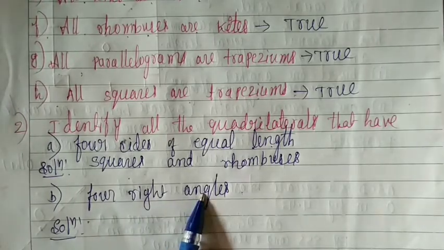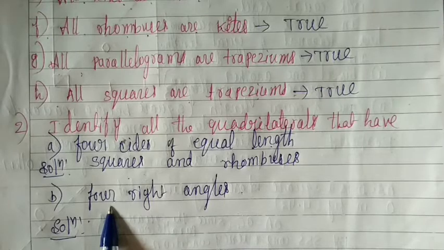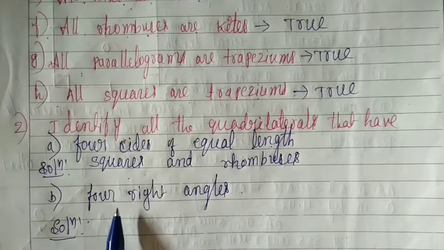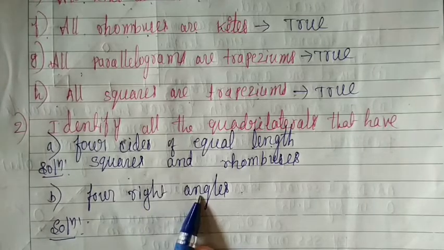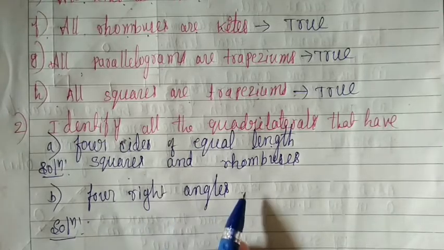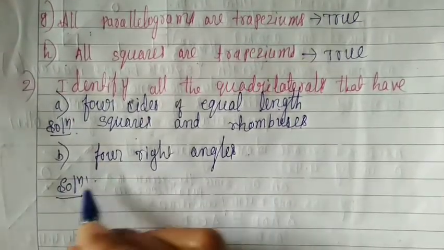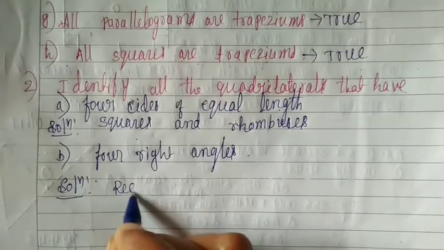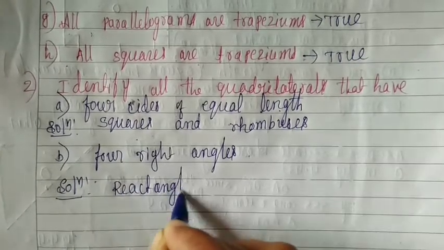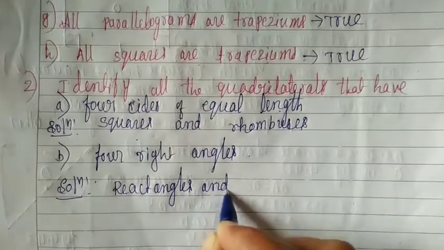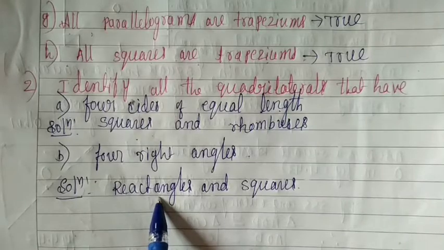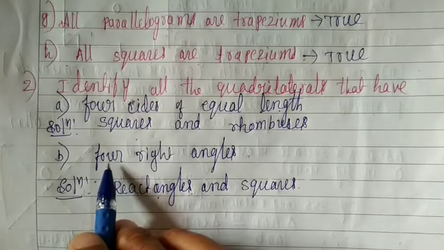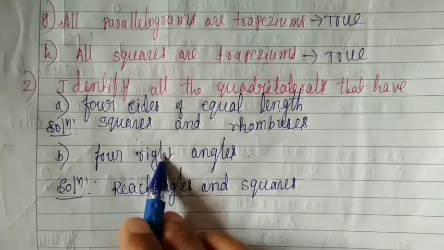4 right angles. So, dear children, squares have 4 right angles. Yes, squares contain 4 right angles, and rectangles also contain 4 right angles. Now, solution. Rectangles and squares, both have 4 right angles.